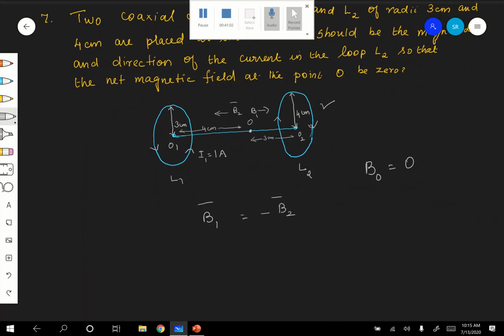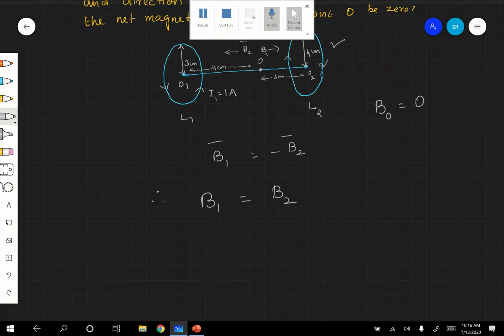Therefore, now very simple. Let me directly substitute. Magnitude wise both should be the same. Direction is in the opposite direction. The current in coil L2 should be opposite to that in L1. Very important. Current in coil L2 should be opposite to that in L1. Therefore, magnitude wise both should be same. B1 should be equal to B2.